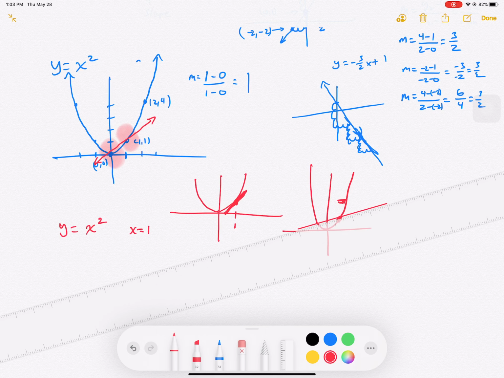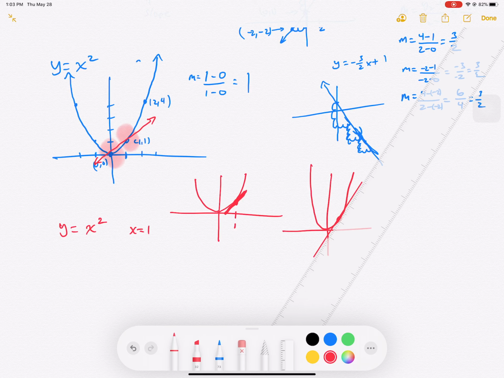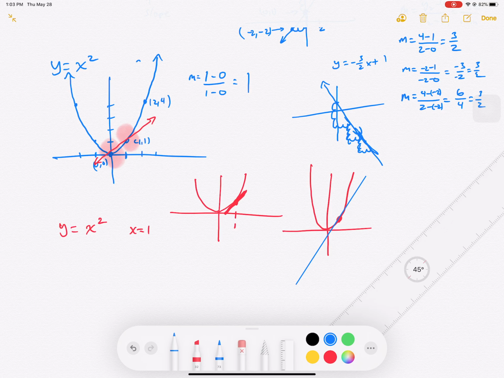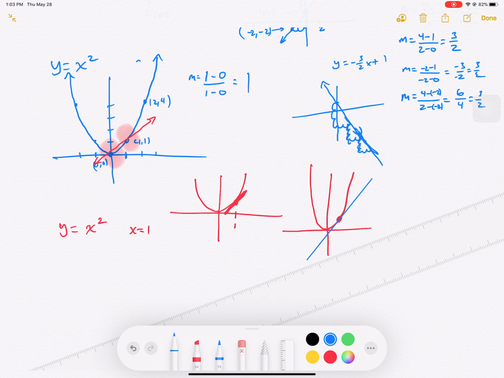So the tangent line for us touches the graph exactly at 1 point. Touches the line exactly at 1 point, and that's our tangent line. The graph touches it exactly at 1 point. If it was too steep, 2 points, too flat, 2 points, it's always going to be exactly at 1 point.